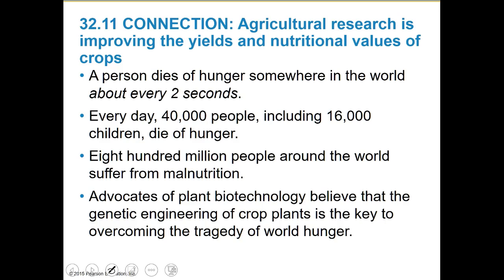Advocates of plant biotechnology believe that genetic engineering of crop plants could actually be the key to overcoming the tragedy of world hunger. Now, this is a serious thing, though, is we don't see that because we have the luxury of eating all the time. Food is available. We don't always see that. But there are a ton of places where they can't get food.